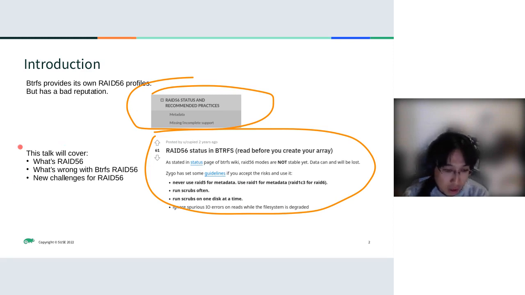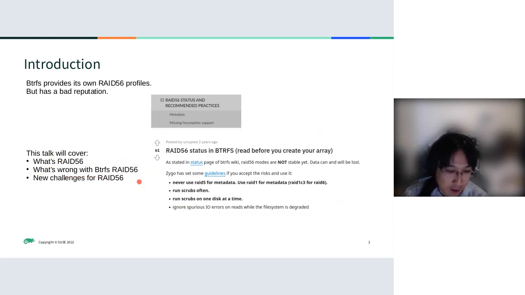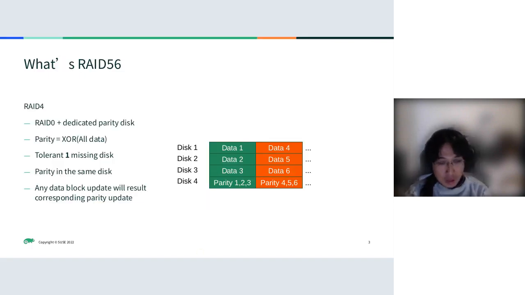In this talk, we will cover three things. First is, what is RAID56? This is a generic idea that is not only specific to Btrfs. And then, what is wrong with Btrfs RAID56? And finally, we have some new challenges, which are very unexpected. In fact, this new challenge has just emerged in recent years. So I don't want to spoil, but after the talk, you will know why we have something unresolved until today. And so let's talk about RAID56.